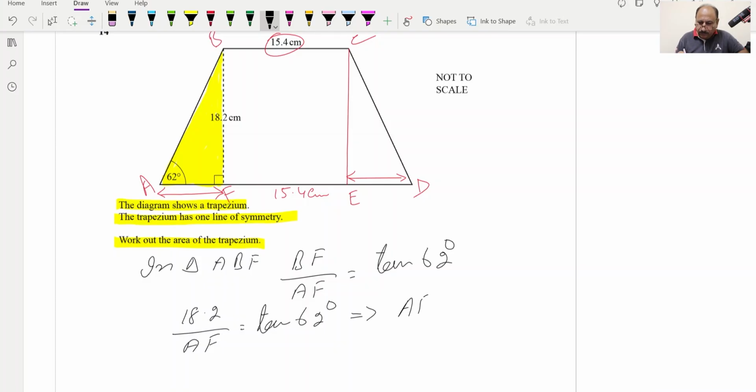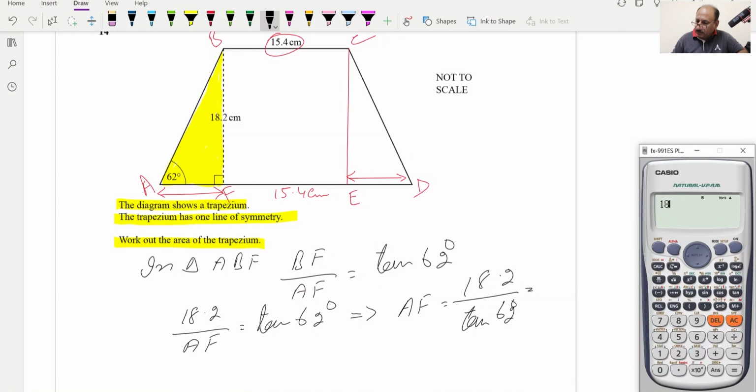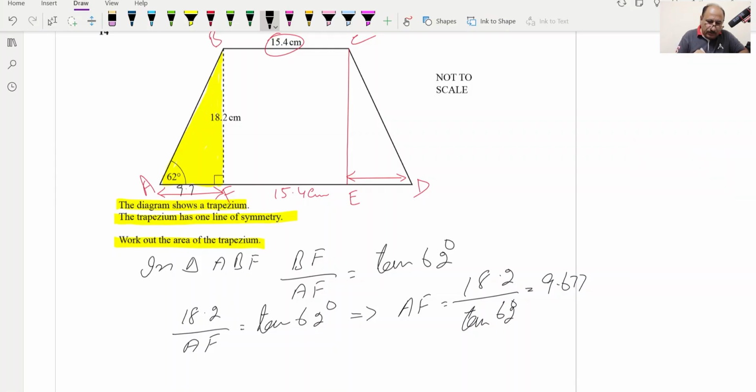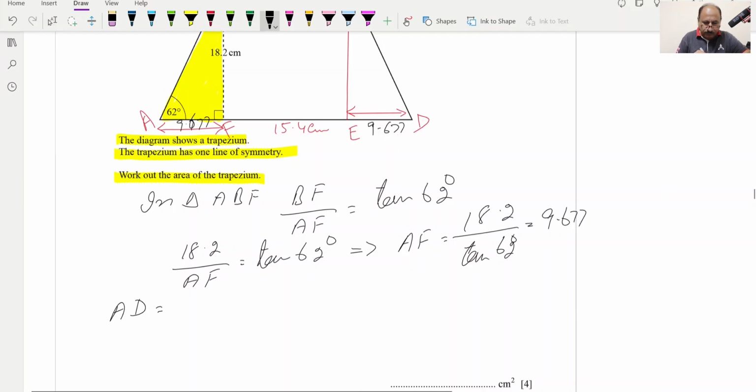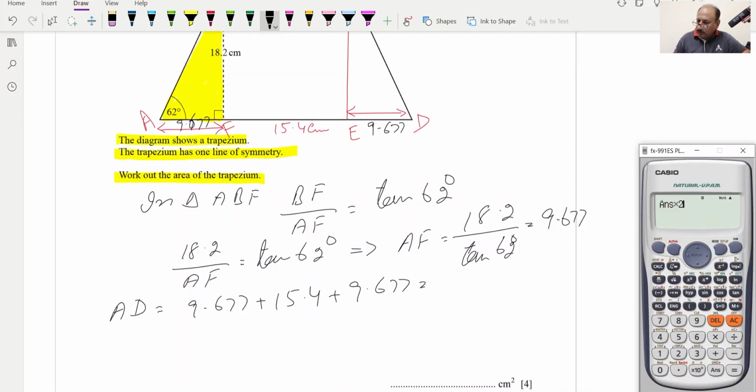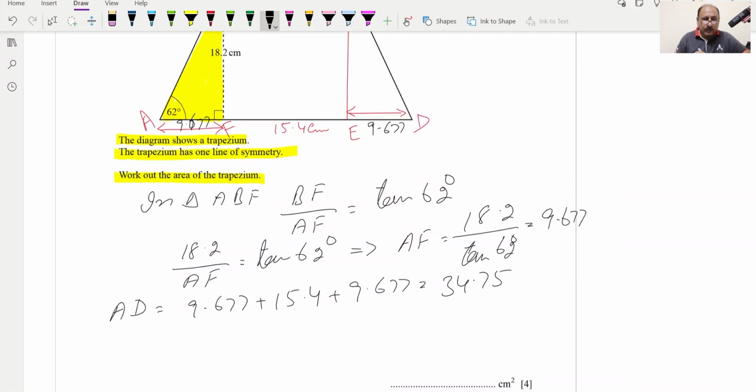This implies AF is equal to 18.2 over tan of 62 degrees, and this will be calculated as 18.2 over tan of 62 degrees is equal to 9.677. So this length is 9.677, and this is also 9.677. Now we can find the length of the base AD. AD will be equal to 9.677 plus 15.4 plus 9.677, and this will be equal to what? This multiply by 2, and plus this will be 15.4 is equal to 34.75. Now we can find basically this one, area of trapezium.